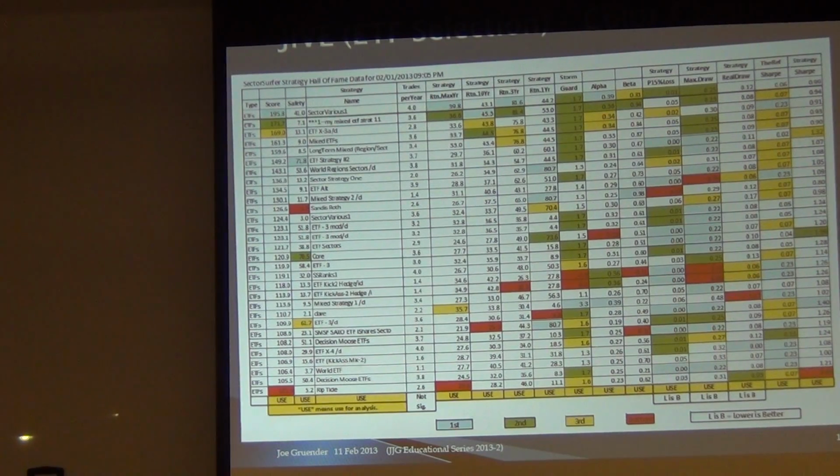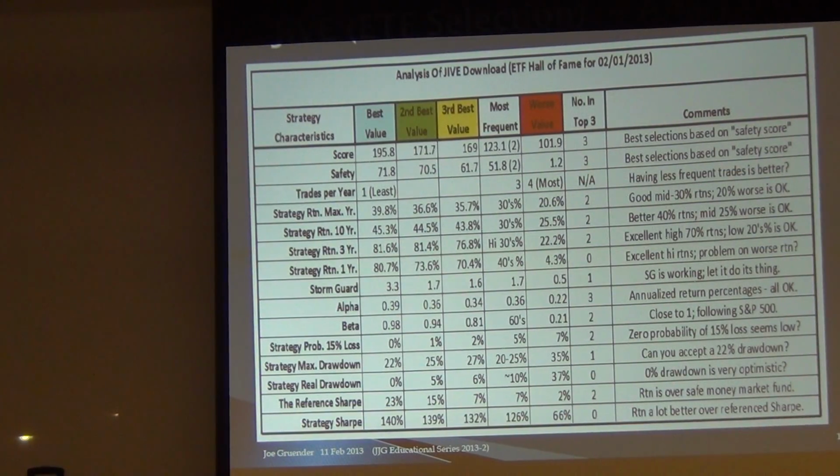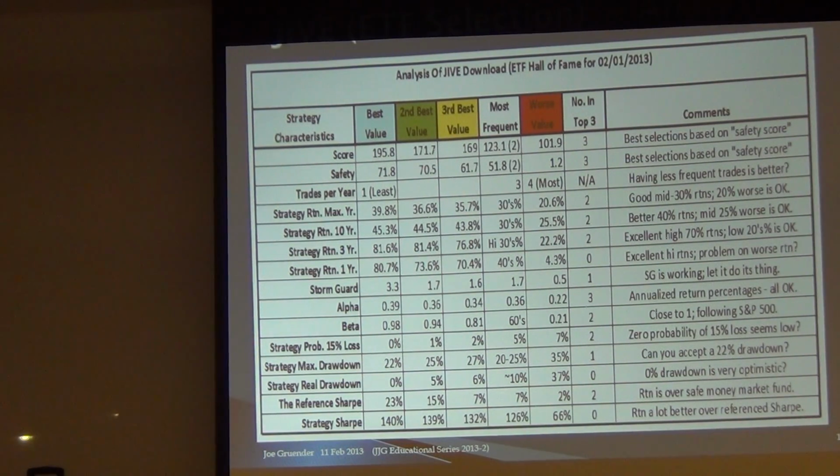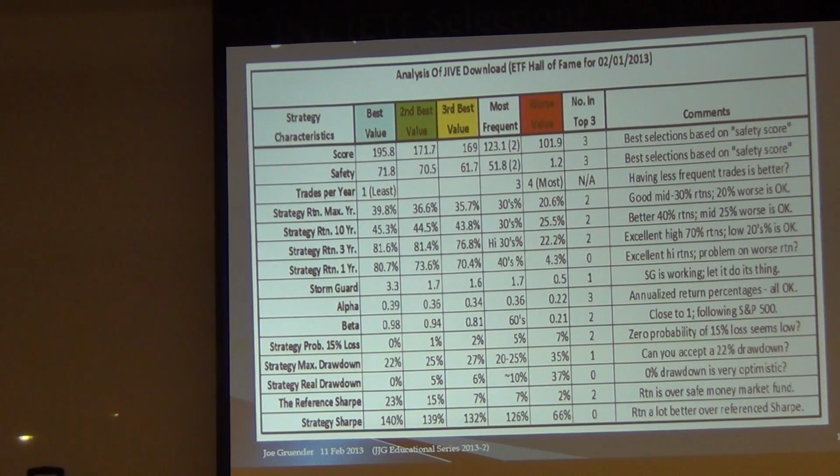So this value represents a percent change in a month. Okay, so if StormGuard is 3.3, that roughly relates to saying that large cap stocks are moving up 3.3% over a month.